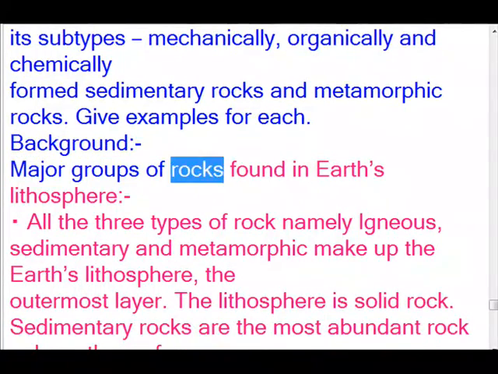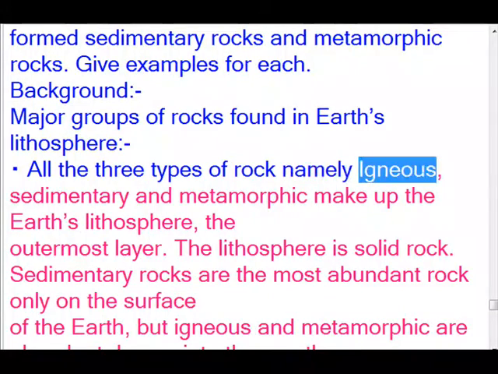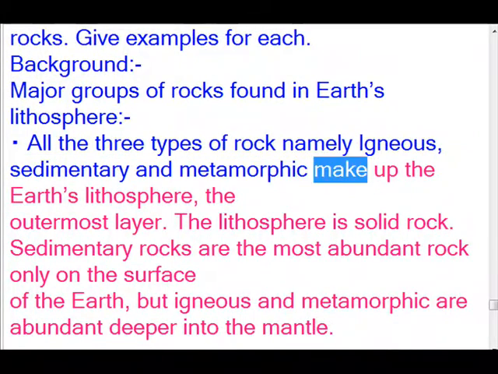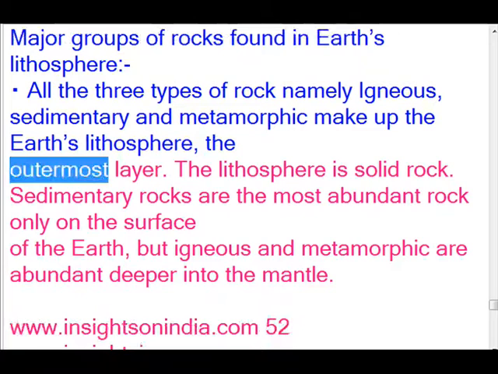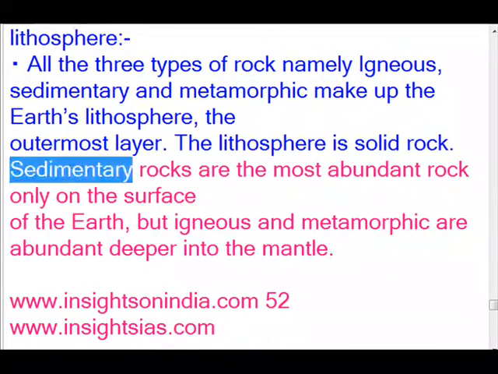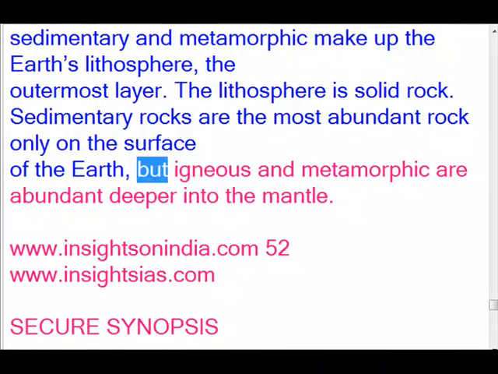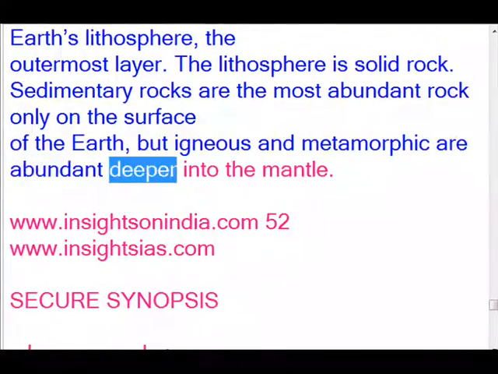Background. Major groups of rocks found in Earth's lithosphere. All the three types of rock, namely igneous, sedimentary and metamorphic, make up the Earth's lithosphere, the outermost layer. The lithosphere is solid rock. Sedimentary rocks are the most abundant rock only on the surface of the Earth, but igneous and metamorphic are abundant deeper into the mantle.